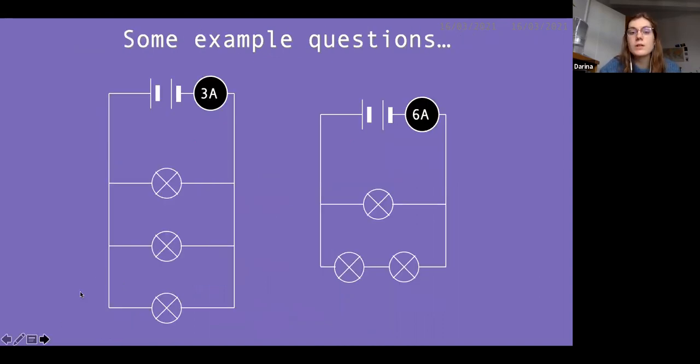Okay, we've got some example questions on this now. So if I place ammeters there and there, and I get 3 amps on the left-hand one, how much current do I have flowing through each light bulb? What would it be? Excellent, 1, because we're dividing it by 3. What about the second one? And the first branch, what would the current be?